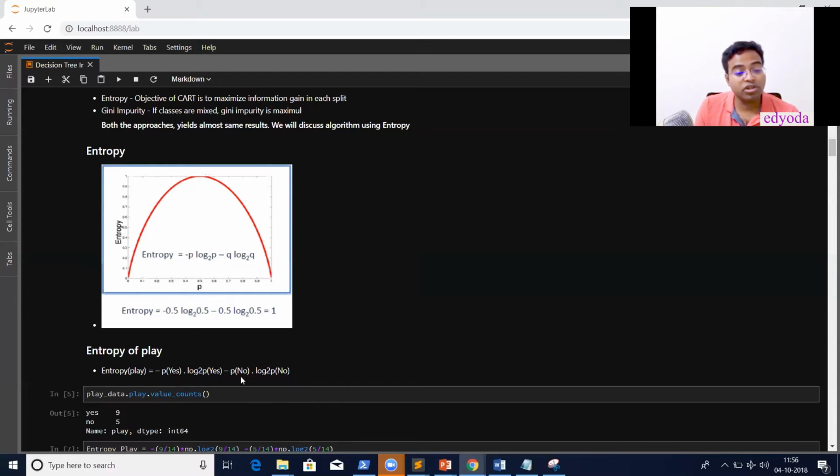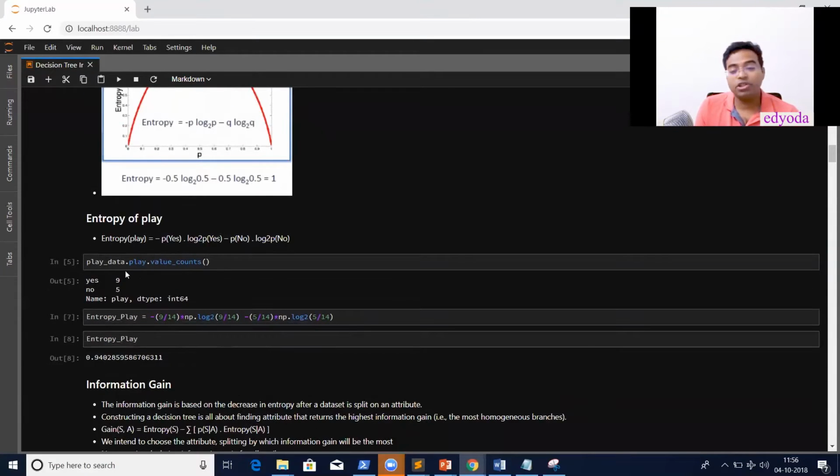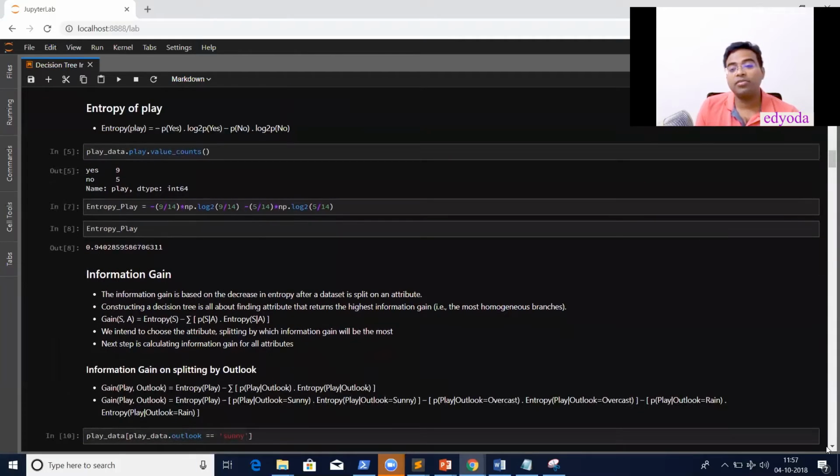If there are more classes, you need to continue doing this. For a data set like ours, we are looking at the distribution of yes and no. In our 14 rows of data, 9 are yes and 5 are no. So the entropy of this play data set is minus 9/14 times log 2 of 9/14, minus 5/14 times log 2 of 5/14. The entropy of this data set is 0.94. This is the measure of the randomness of the data. 1 means highest, 0 is the lowest.